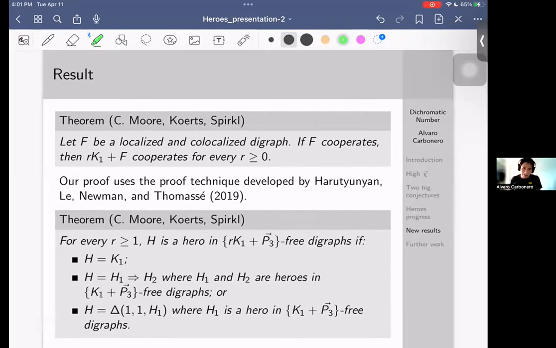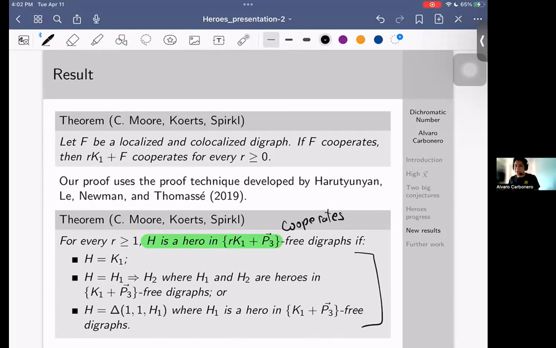It's this one. For every R at least one, H is a hero in RK1 plus P3 free digraphs if we use these tools to construct. That is, this guy cooperates for every R. So we can keep adding vertices to P3, and these heroes will keep working. So I think it's really cool.